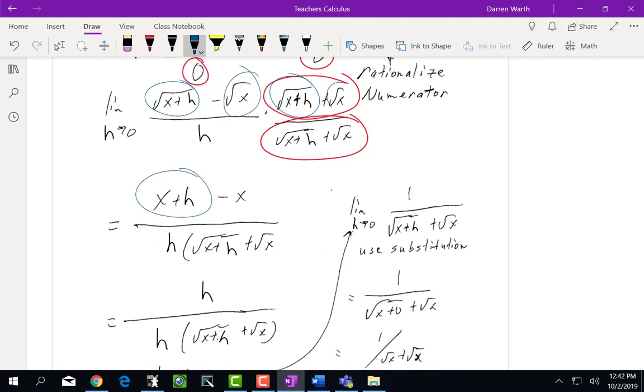So I get square root of x times the square root of x, which is going to be negative x. And then here's my denominator. Remember we talked about this, you don't multiply it on through, you just go ahead and keep it as it is. So I've got h times the square root of x plus h plus the square root of x.